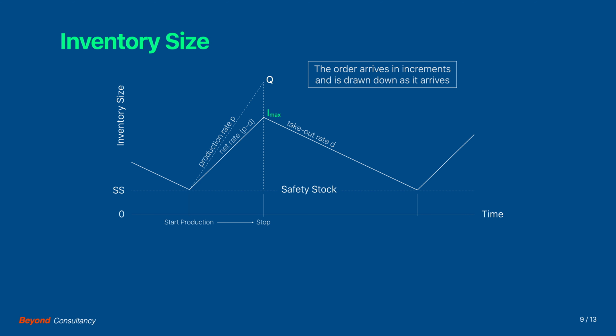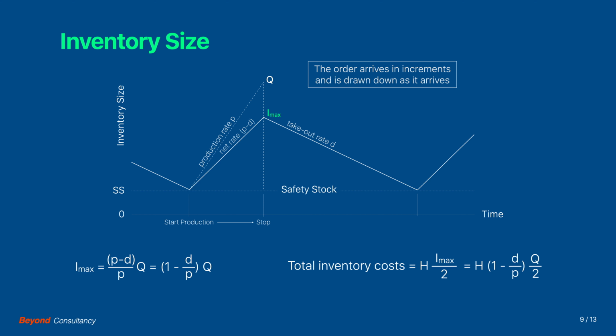In order to determine the inventory costs, we need to find out the average inventory size. In a similar manner as for the EOQ method, in situations with a linear inventory profile, the average inventory is given by the maximum value divided by 2. Hence, the total inventory costs for the period equal the inventory cost per unit H times the average inventory size, which is I max divided by 2. I max is a fraction, P minus D divided by P, of the total quantities Q. We can rewrite this formula into a more simple form and substitute it into the inventory formula. We now have the total inventory costs in function of Q.